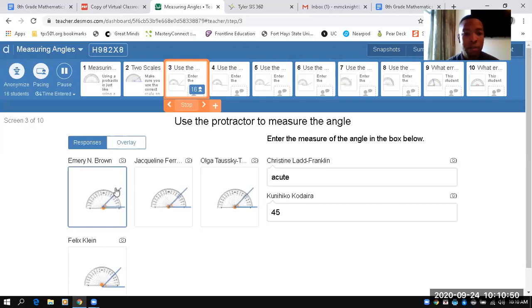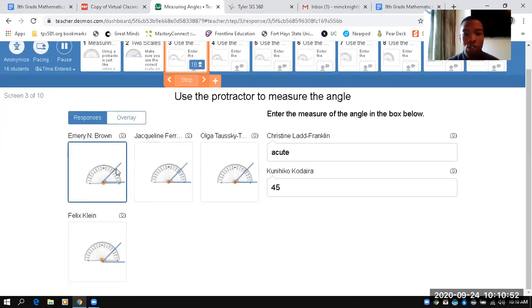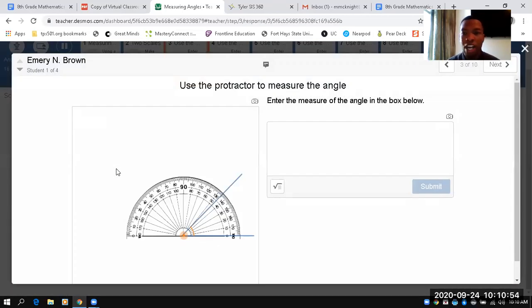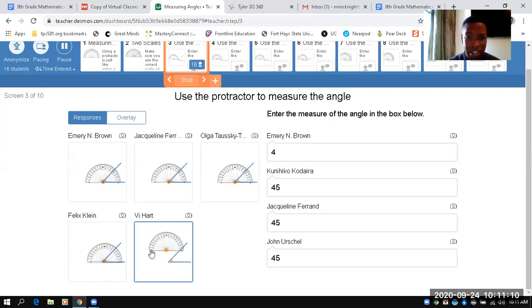So let's look at some of the responses over here. If we click that one, I see someone put an acute. Yes, it's an acute angle because it's between 0 and 45, but I want you to tell me the exact degree that it's at. So we put the point. If we look at this one, we realize that the point needs to be more on the dot. We need to make it as precise as possible.